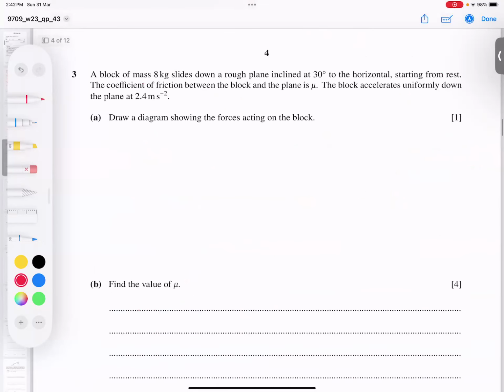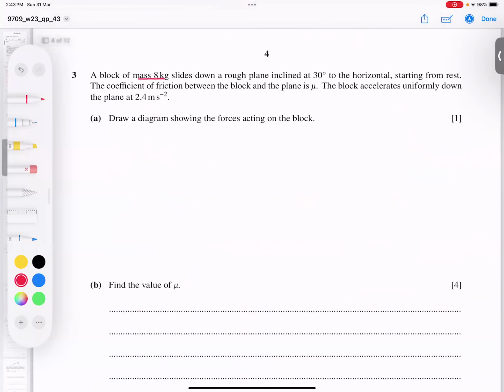Let's go to the next question. A block of mass 8 kilograms slides down, make sure not going up, an incline at an angle of 30 degrees to the horizontal. Starting from rest, it means u is confirmed 0. The coefficient of friction is given as mu. The block accelerates uniformly down the plane, so the acceleration is given as well.